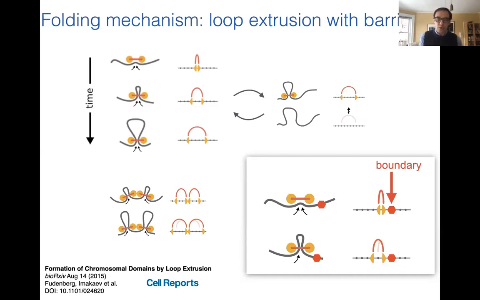So then when two loop extruders meet, they would block each other. And then this loop extruder should fall off the DNA. So that was our model for mitotic compaction. But then we say, okay, what if, in addition to this, there is also a boundary element?